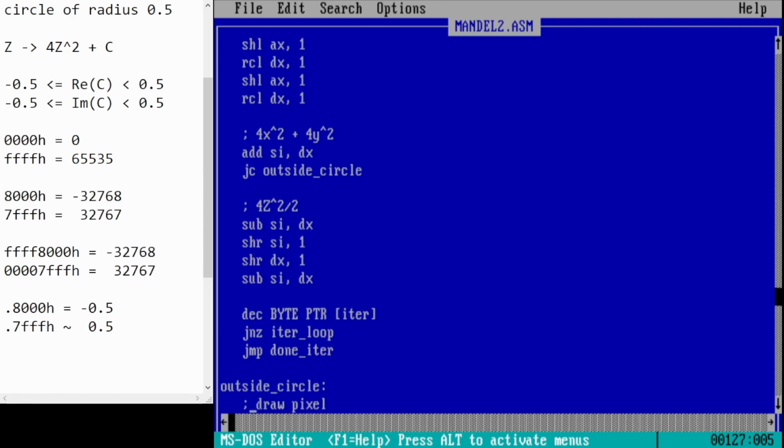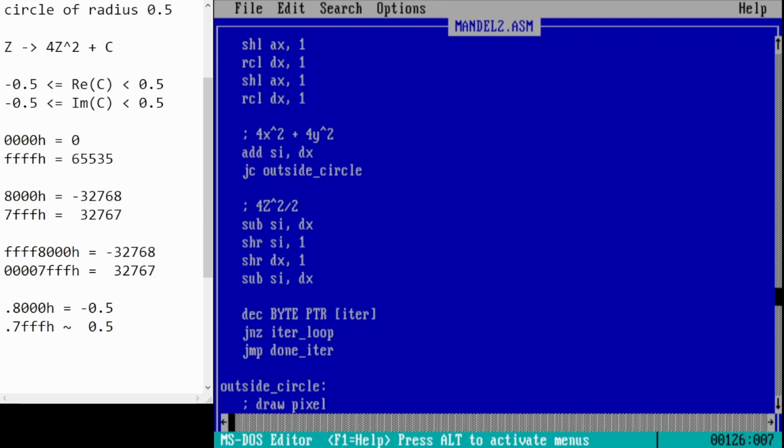So now I'm going to have some code for dealing with the case where we were outside the circle. This is where we're actually going to draw our pixel. And of course, we have to jump over this code if this loop iteration is finished here. So I just jump down to a label at the end of the program, done iter.